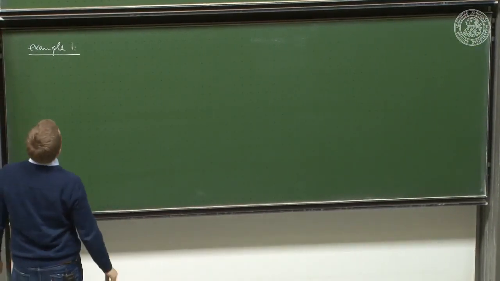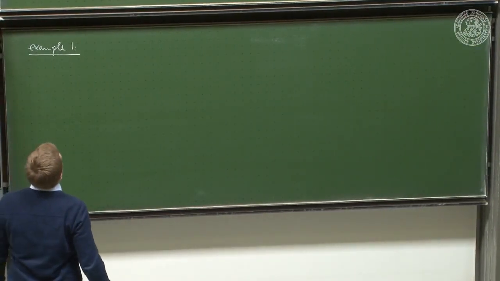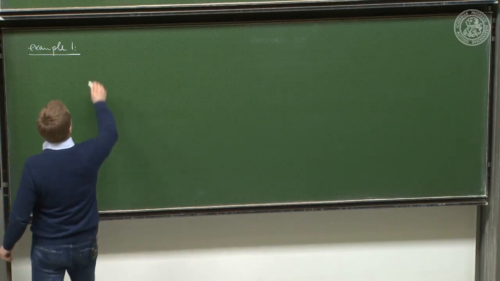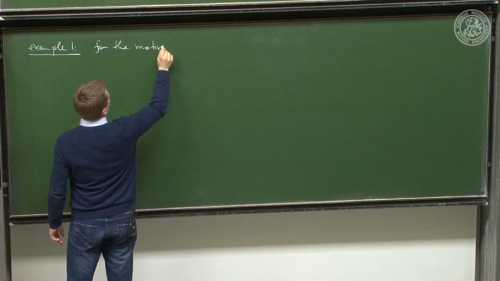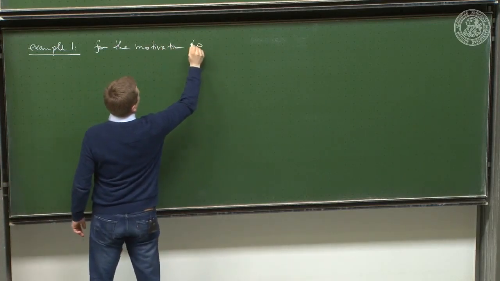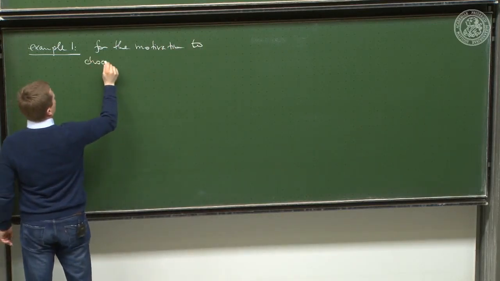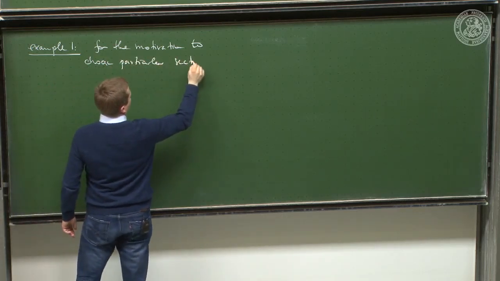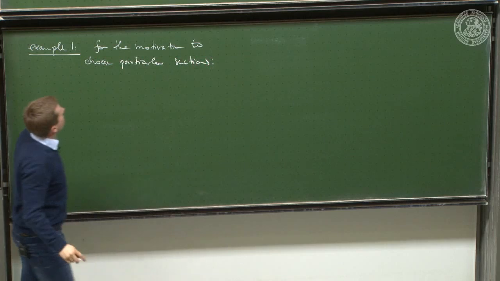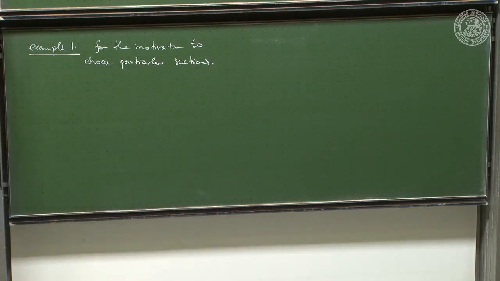Okay, so example 1, and this is supposed to be an example for the motivation to choose particular sections. So you might have wondered, okay, we want a localization, but why do I have to provide as much information for that as to choose a section?